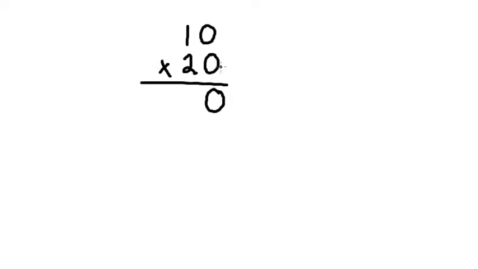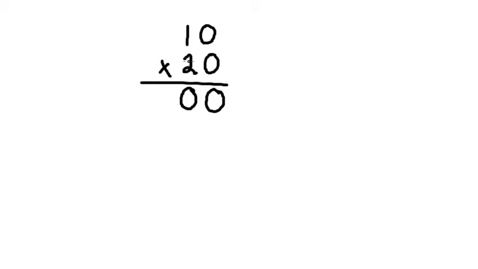The next thing we'll do is we'll take the ones digit of our bottom number and multiply that by the tens digit of the top number. So we go this digit times this digit, then this digit times this digit. So 0 times 1 is also 0. So we put a 0 in the tens digit of the first line, and that line is done.